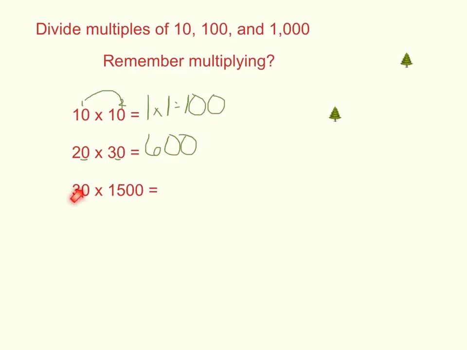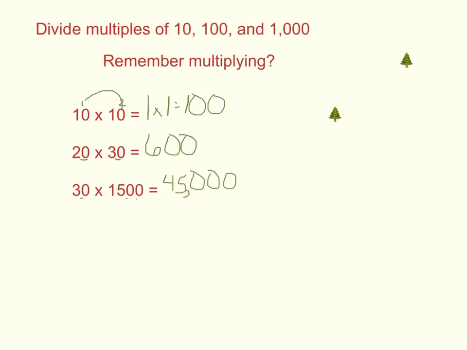And here we've got 30 times 1,500. We do the basic math fact, which is 3 times 15, which we know now was 45. And then we slap on 1, 2, 3 zeros. Fill in our commas. And this is how we multiplied multiples of 10, 100, and 1,000.